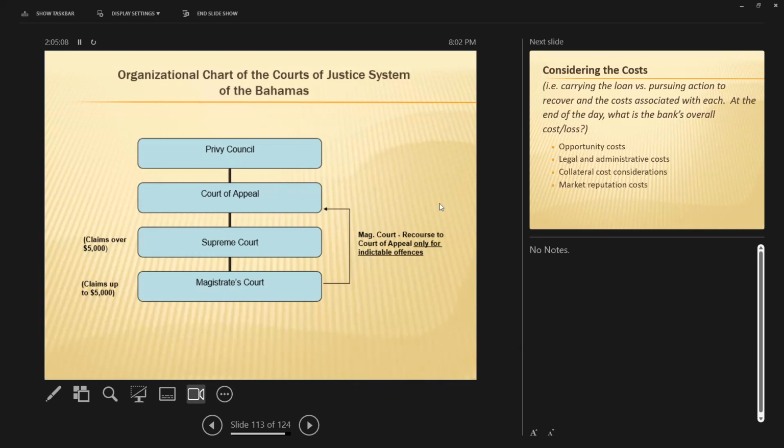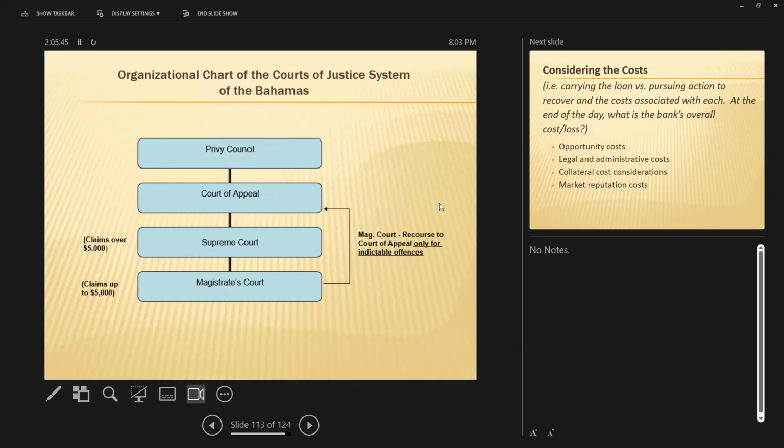The only types of cases that can go from the magistrate's court to the Court of Appeal are in the case of indictable offenses. So if you're dealing with money matters, bank matters in the magistrate court, you do not have the Court of Appeal to go to. Indictable offenses are things like armed robbery, assault, rape, murder. Those can go to the Court of Appeal, but your money cases cannot go to the Court of Appeal.